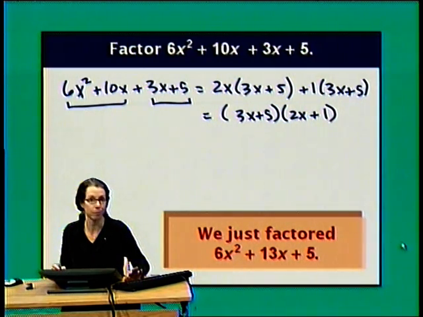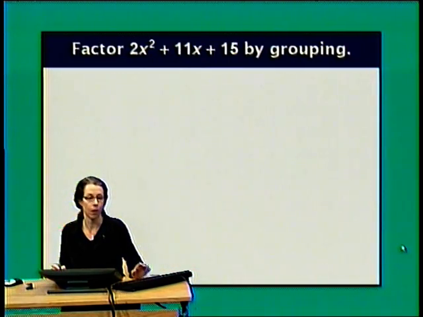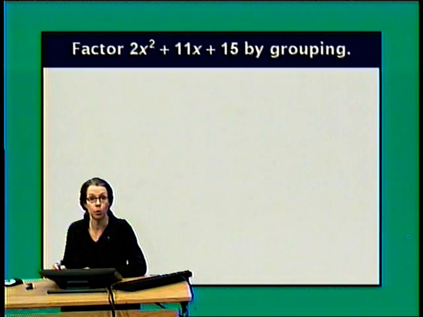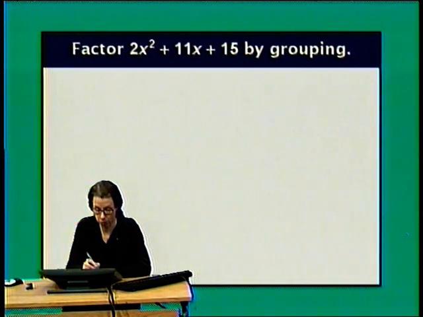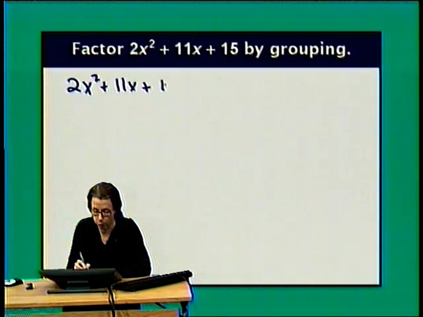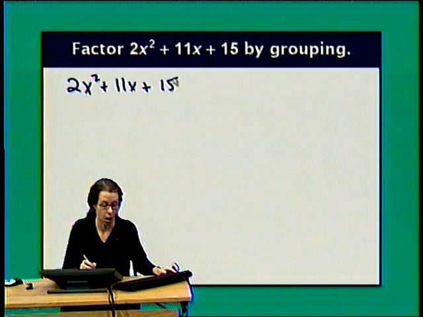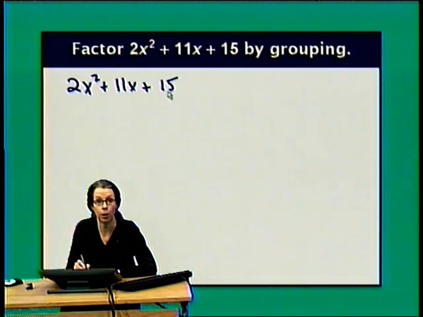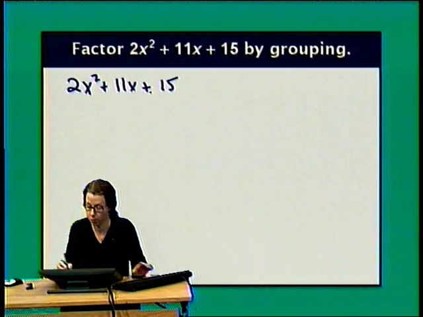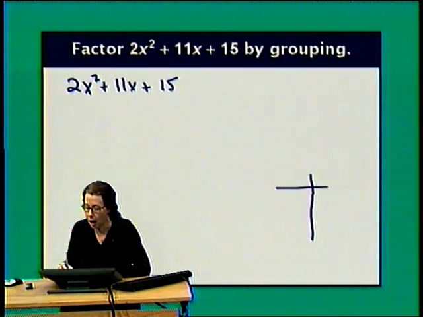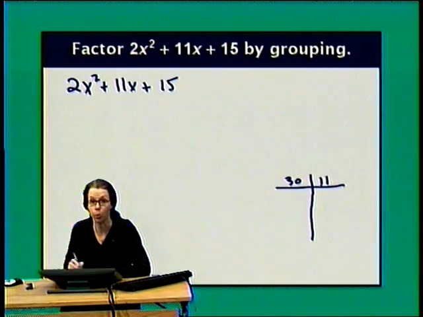Let's try that. So now let's factor 2x squared plus 11x plus 15 by grouping. So the first thing I'm going to look at is the product of the coefficient of x squared and the constant term. 2 times 15 is positive 30. And I want integer factors of 30, which add to 11.